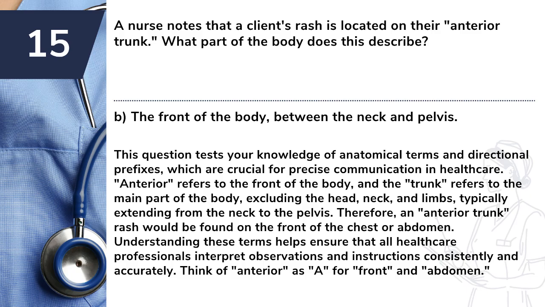Answer: B. The front of the body, between the neck and pelvis. This question tests your knowledge of anatomical terms and directional prefixes, which are crucial for precise communication in healthcare. Anterior refers to the front of the body, and the trunk refers to the main part of the body, excluding the head, neck, and limbs, typically extending from the neck to the pelvis. Therefore, an anterior trunk rash would be found on the front of the chest or abdomen. Understanding these terms helps ensure that all healthcare professionals interpret observations and instructions consistently and accurately. Think of anterior as a forefront and abdomen.